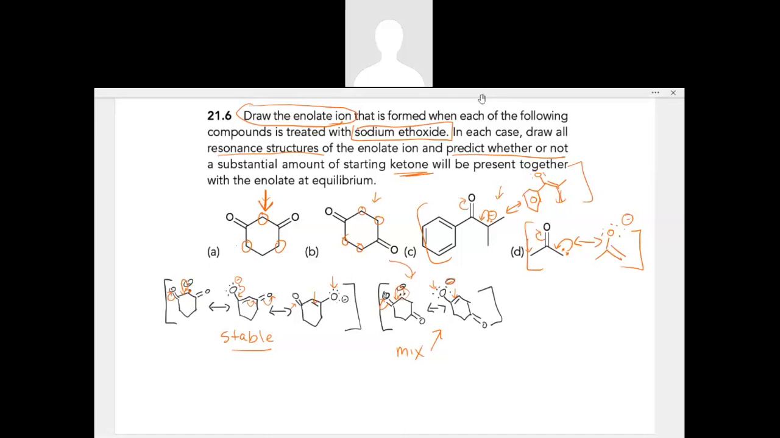And we should comment for both C and D, since we are only delocalizing that charge amongst one oxygen atom, we would see a mixture again for both C and D here, of both the ketone and the enolate at equilibrium.